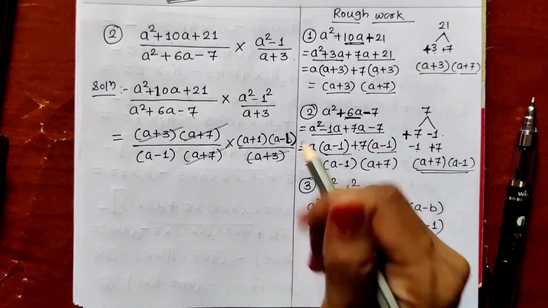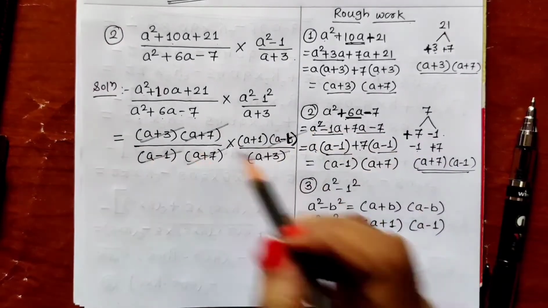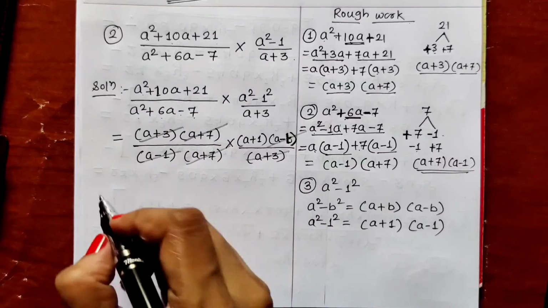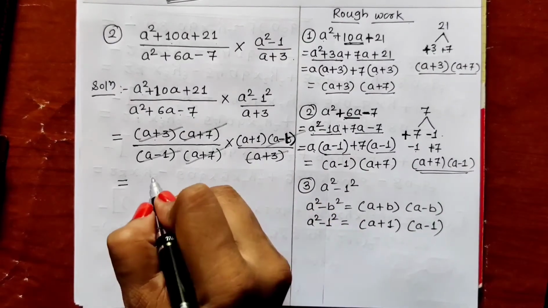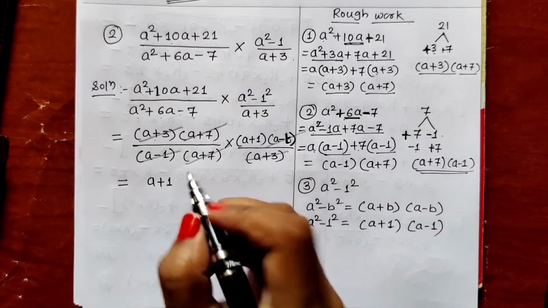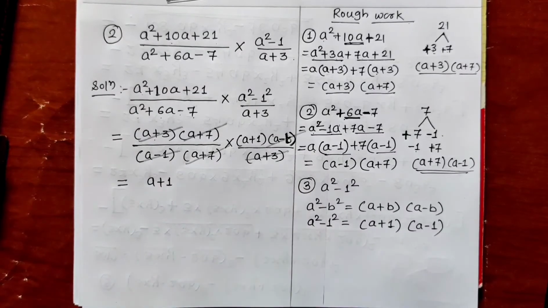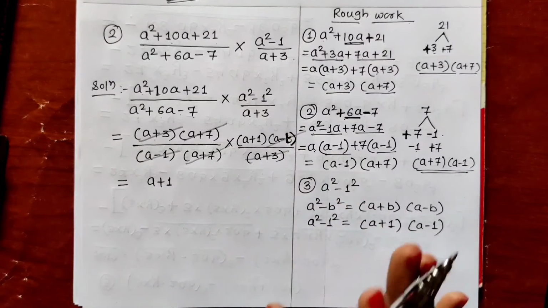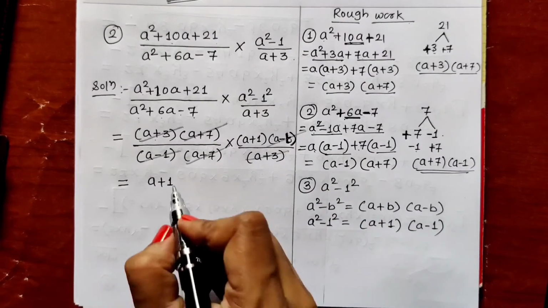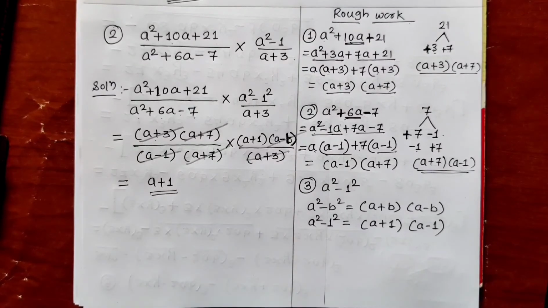So this a minus 1 bracket is getting cancelled. So what is remaining now? In the numerator this a plus 1 is remaining, and in the denominator all the brackets are getting cancelled. If in the denominator all the brackets are getting cancelled, we should not write anything. Our answer is a plus 1.